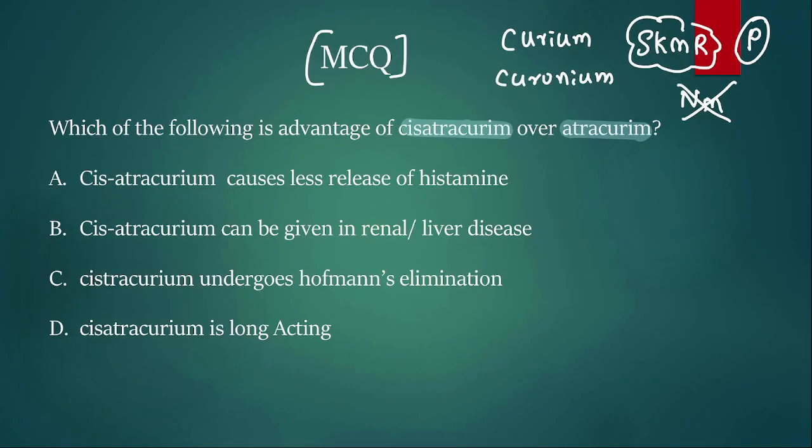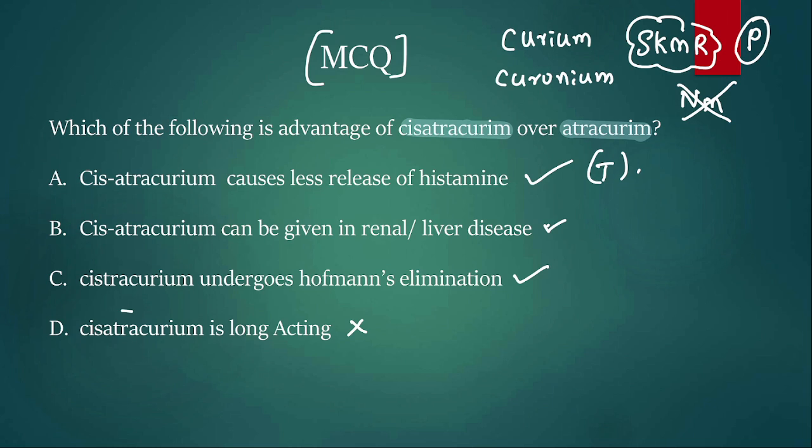Cisatracurium causes less histamine release. Yes, it's a true statement. Cisatracurium can be given in renal and liver disease. Both can be given. Cisatracurium undergoes Hofmann elimination. Yes. Cisatracurium is longer acting. No.